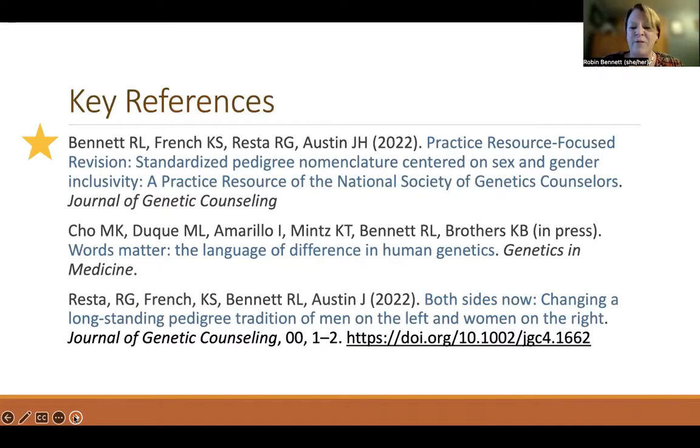So these are the key references that I'm using. The standard pedigree nomenclature just came out this fall, and so this is really hot off the press. We first developed the standard pedigree nomenclature in about 1993, and we've revised it. This is the third revision. Really the symbols haven't changed, just we've emphasized more inclusive language and more inclusive use in terms of sex and gender in pedigree nomenclature and how we record it. Also, there's an article that should be out any day that challenges the practice of when we put squares as men on the left and circles as women on the right. And really, there's no reason to keep doing that practice. It doesn't really matter. So that's the article, Both Sides Now. Next slide, please.